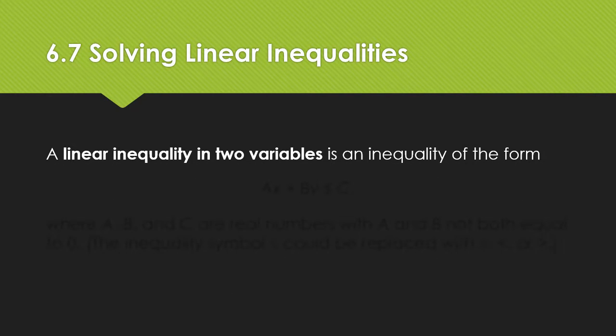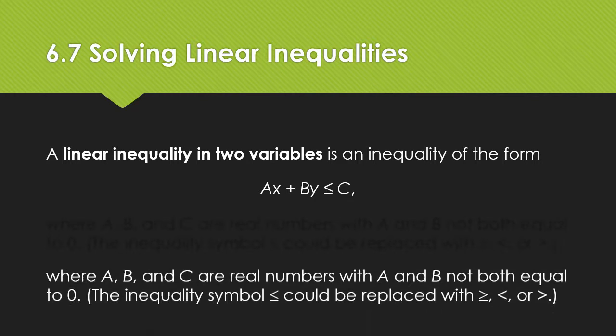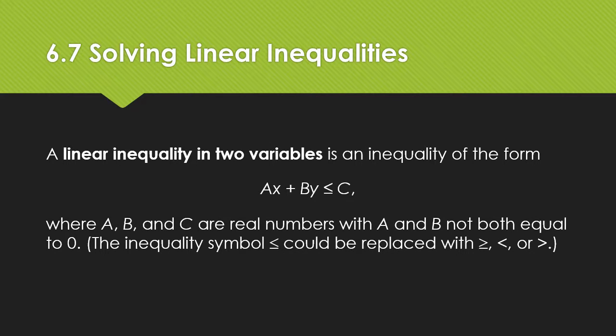A linear inequality in two variables has this form: ax plus by is less than or equal to c, or it might be greater than or equal to c. A, B, and C are real numbers. A and B are not both equal to 0, and the symbol could be greater than or equal to, less than, or greater than.